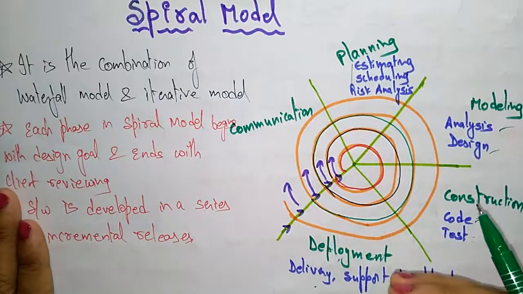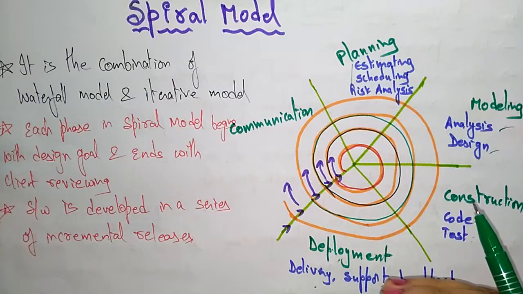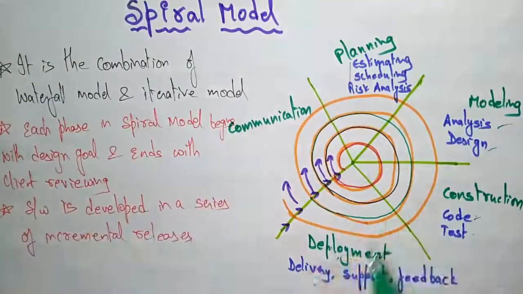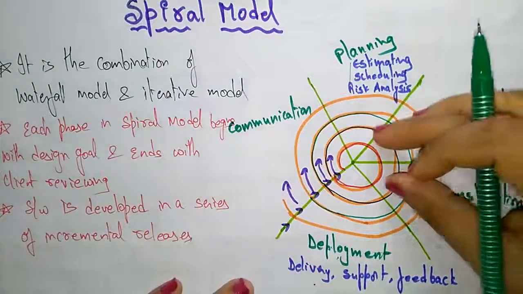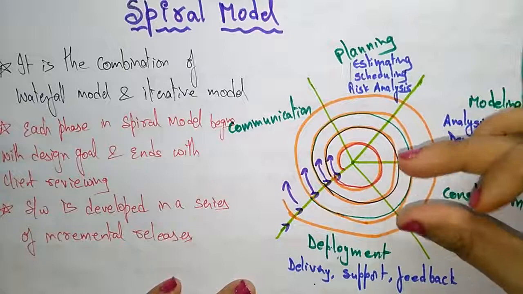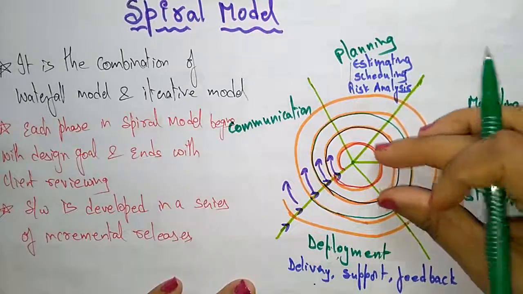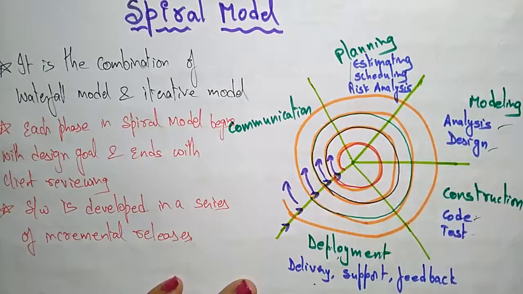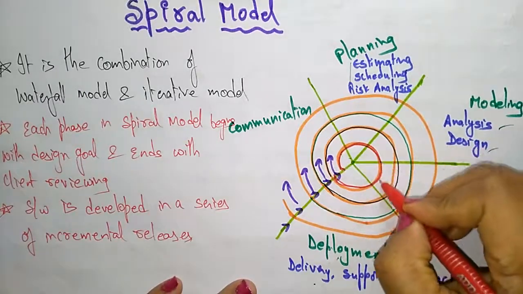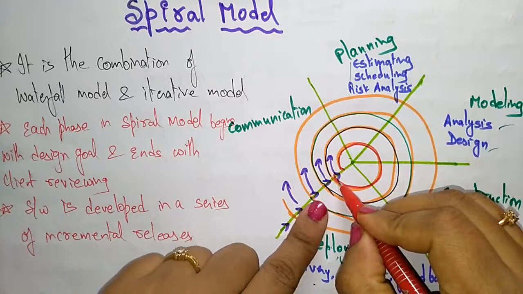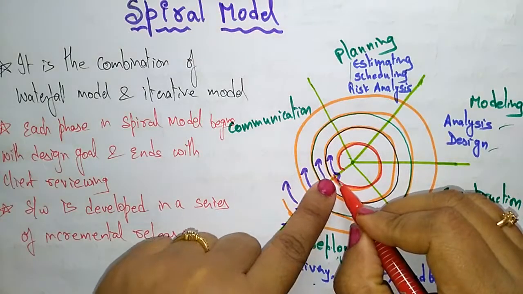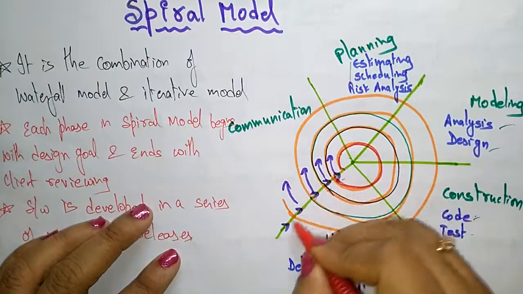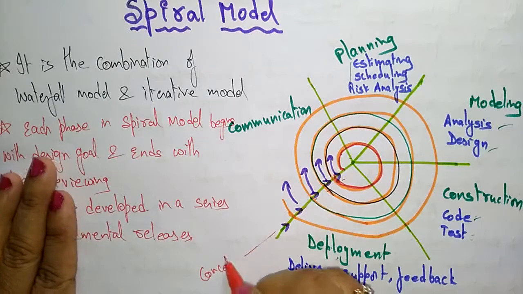But in the spiral model, the software is developed in a series of incremental releases. Once it is released, another increment will follow. So it is divided into frameworks, and the main thing is that task regions will be there. These are the different task regions. If you take the first task region, this task region explains the concept development. The red circle indicates the concept development.